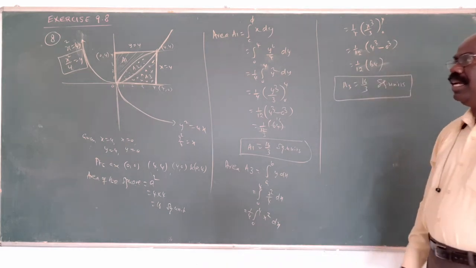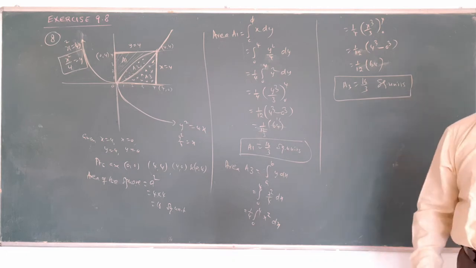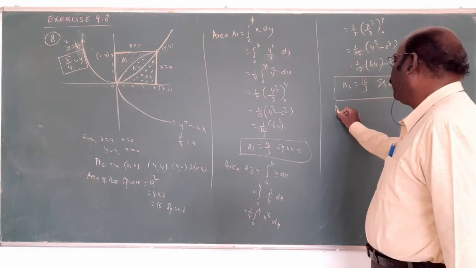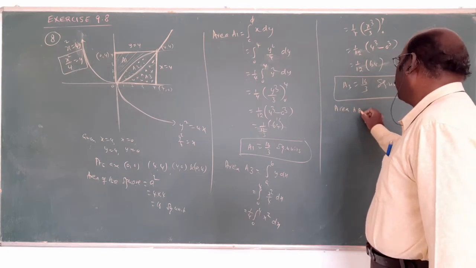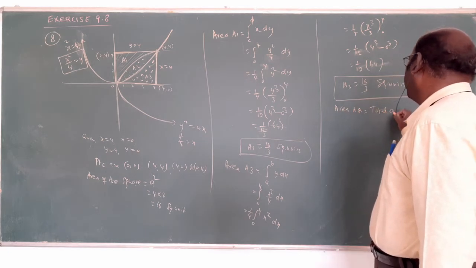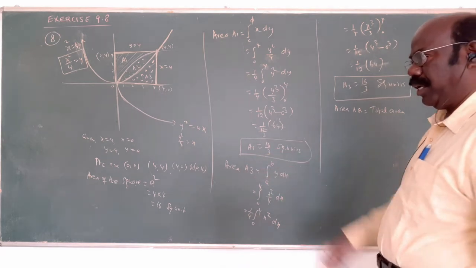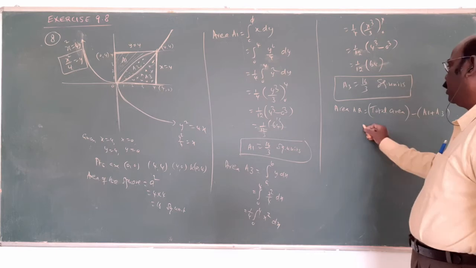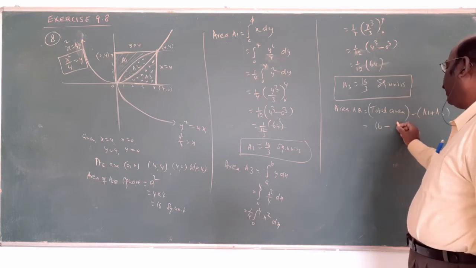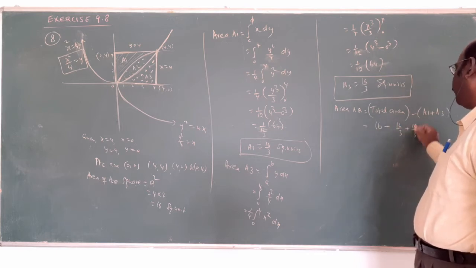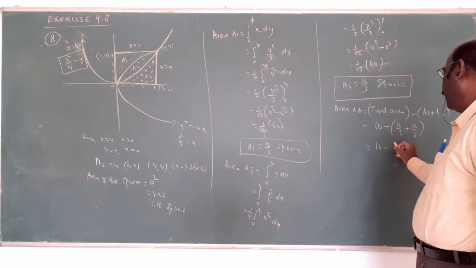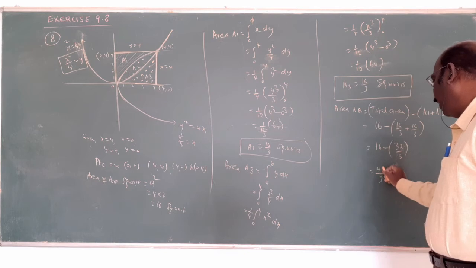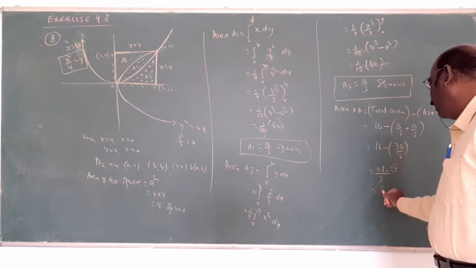Am I right? Now A2, what you have to know. A2 is what? Total area minus A1 and A3. Total area 64/3, 16 minus 16/3 plus 16/3, that is 16/3 plus 32/3. Take LCM. Now 48 minus 32 equal to 16/3.